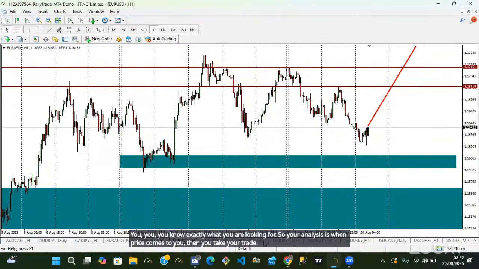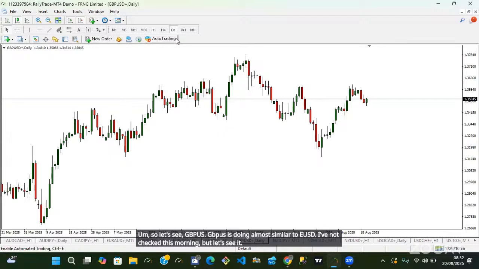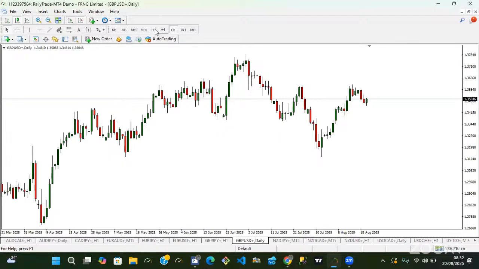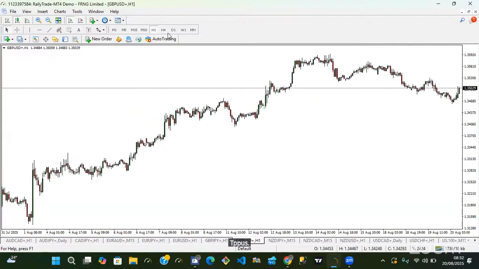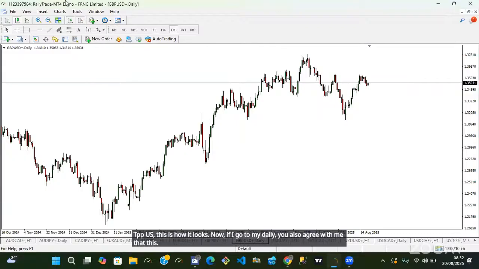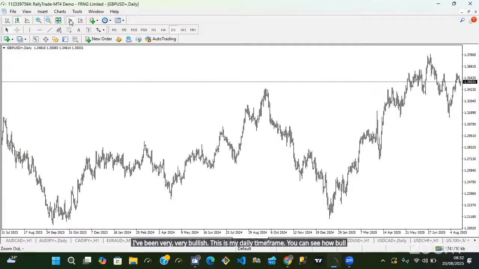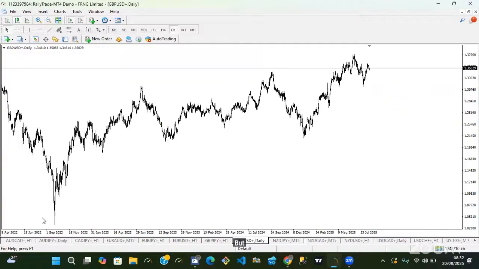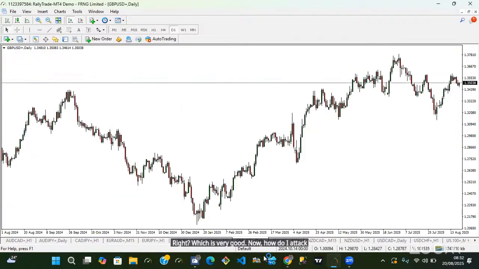So let's see GBP USD. GBP USD is doing almost similar to Euro USD. I've not checked this morning, but let's see it. So this is how it looks on the 1 hour time frame. GBP USD. Now, if I go to my daily, you also agree with me that this has been very, very bullish. This is my daily time frame. You can see how bullish it has been, right? Price has been pushing to the upside for a while now, which is very good. Now, how do I attack this? Which means I'd like to buy.